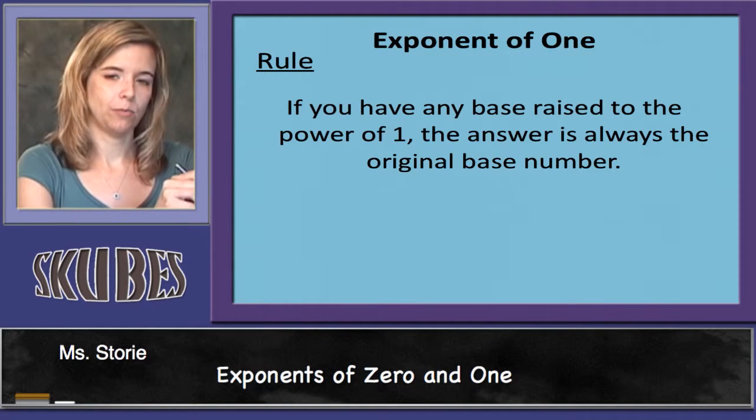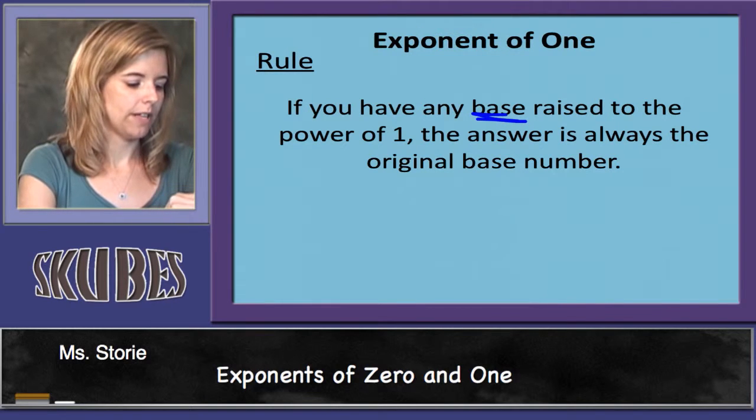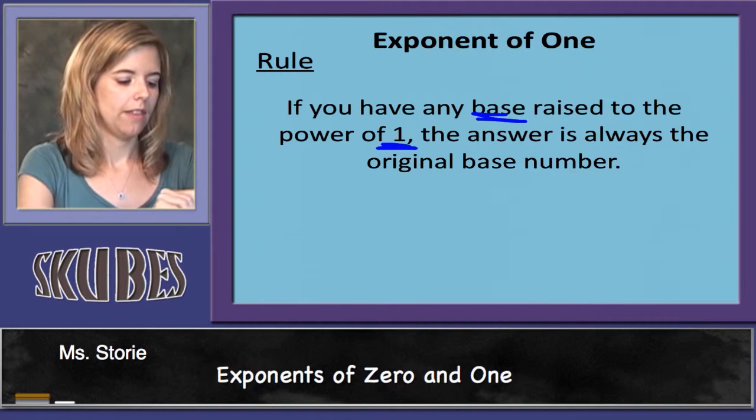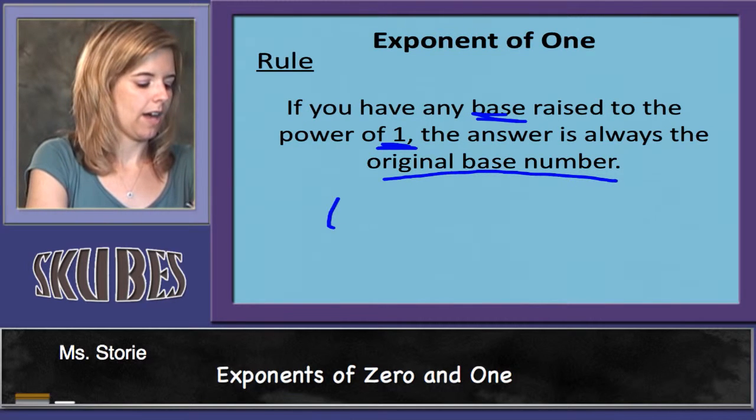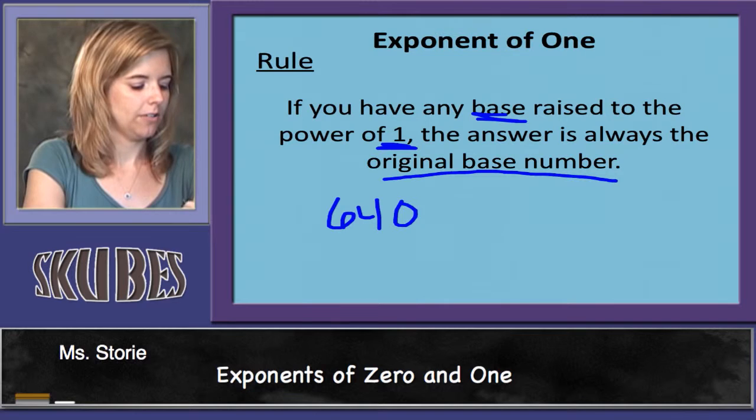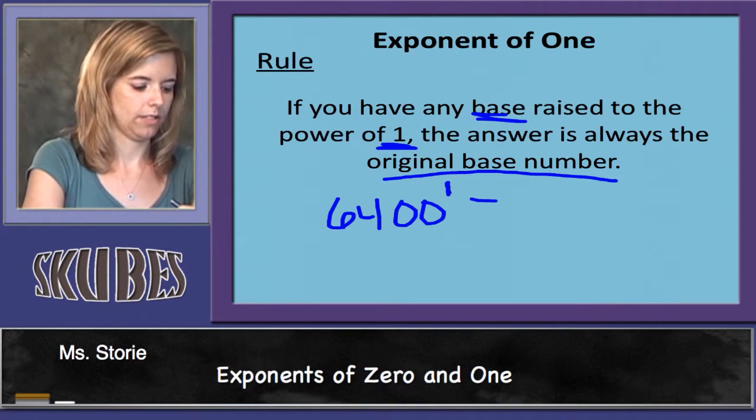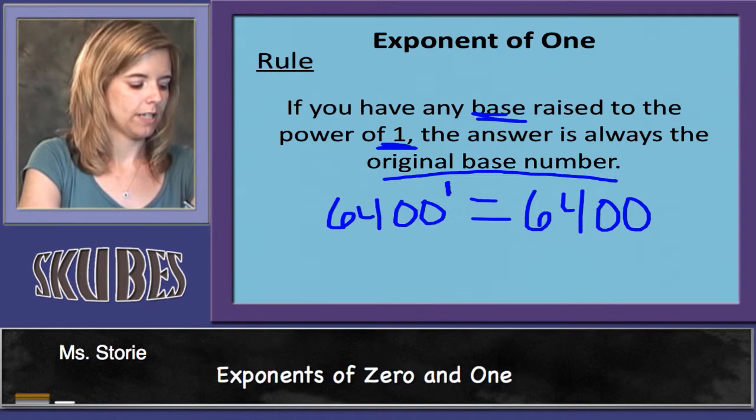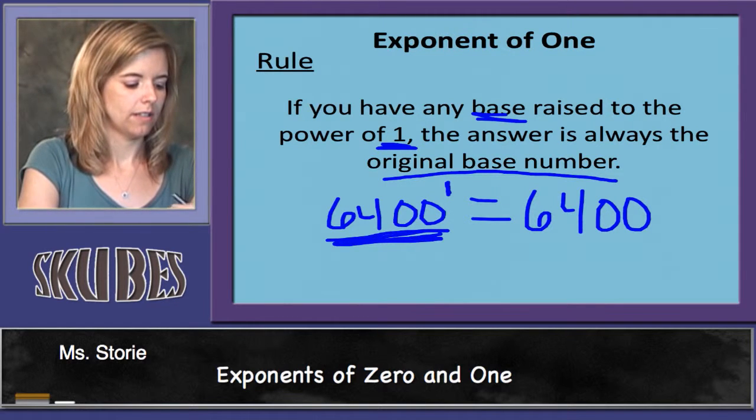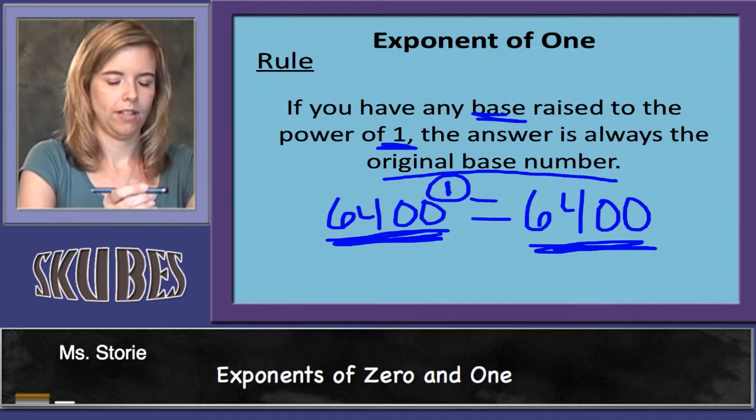Now, if you have an exponent of 1, so if you have any base, that's the big number, raised to the power of 1, that's the exponent, the answer is always the original base number. So if I have 6,400 raised to the power of 1, it just means that I take 6,400 one time. 6,400 one time is just 6,400. So when I say that the base is the actual answer, that's when your exponent is 1.